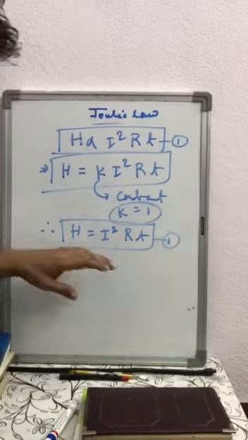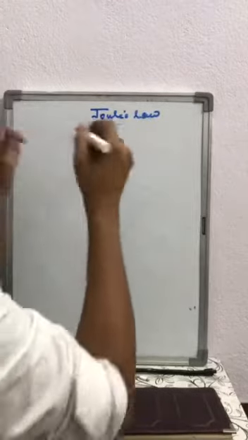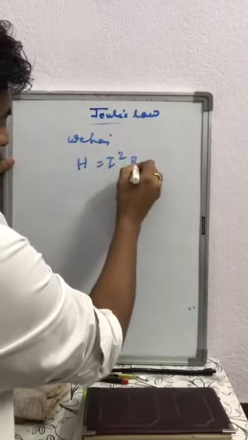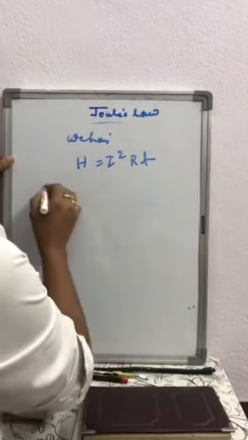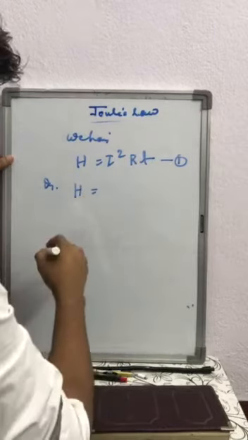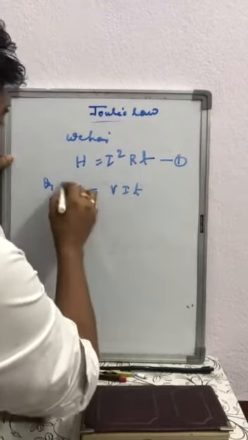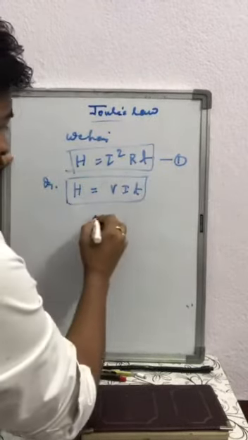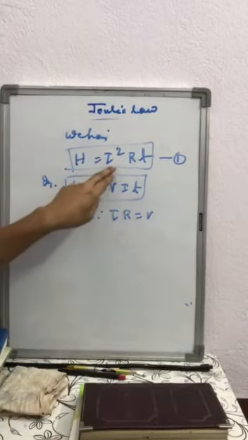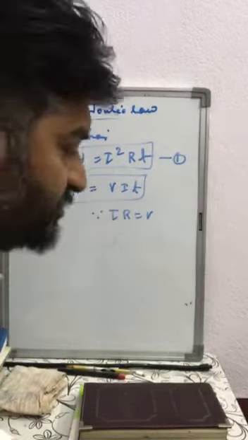Now, the specifications of this law. We have H is equal to I square RT, this is the first formula. We can also write H is equal to VIT. Why? Because IR is equal to V, so we replace IR with V, and we get IT also.